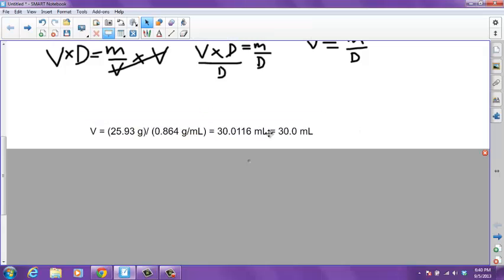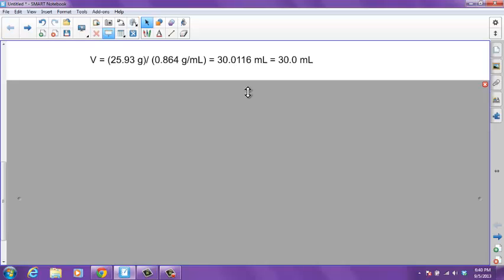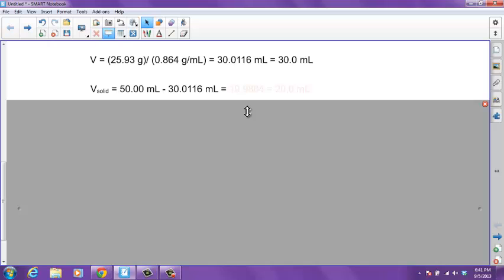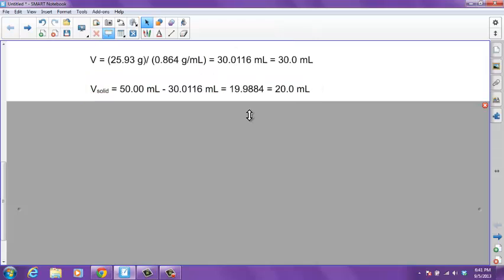Okay. We can now separate out the volumes that we were talking about before. All we really need to do is subtract. So if you take the volume that we had, that total was 50.00 milliliters. Subtract this volume that we just calculated. Okay, you do that in your calculator to be very precise. And you get 19.9884.